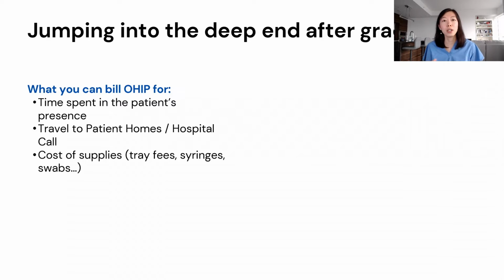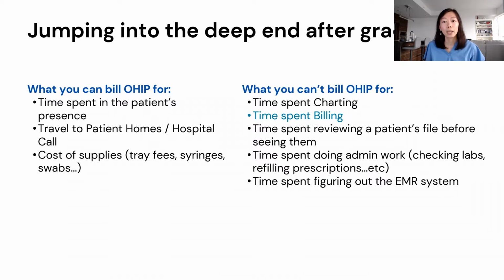So before you need to know anything about billing, you have to know what you can and cannot bill OHIP for. So the first thing you need to know is any time you spend in the patient's presence, any travel to the patient's homes or hospital to do call, and the cost of some supplies are things you can bill OHIP for. But there are actually a lot of things you can't bill OHIP for, and namely, you can't bill OHIP for the time you spend billing. So if it takes you a really long time to do your billing or you're spending a lot of time fixing rejections and so on, that might not necessarily be good time spent because you're not actually getting paid for that time.